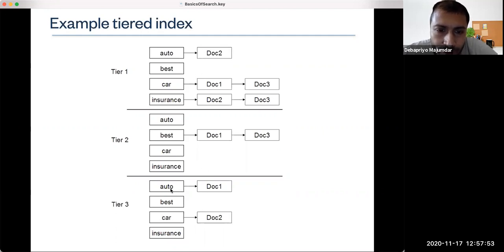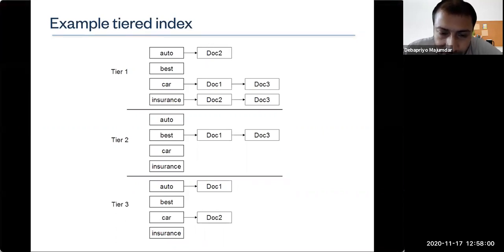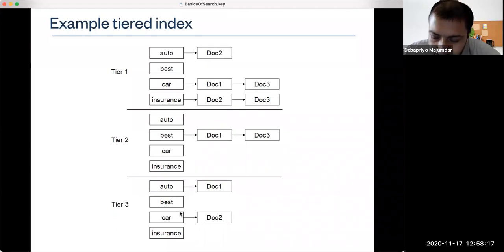So doc 1 appears for auto in tier 3 and so on. Obviously, this is a very toy size. In reality, you can assume there will be a few thousand in tier 1 and maybe tens of thousands in tier 2 and maybe hundreds of thousands in tier 3 and so on. Because when you fail to get results within a few thousand, then you go to tens of thousands and then you go to hundreds of thousands. Stuff like that. Okay, at this point, any question?